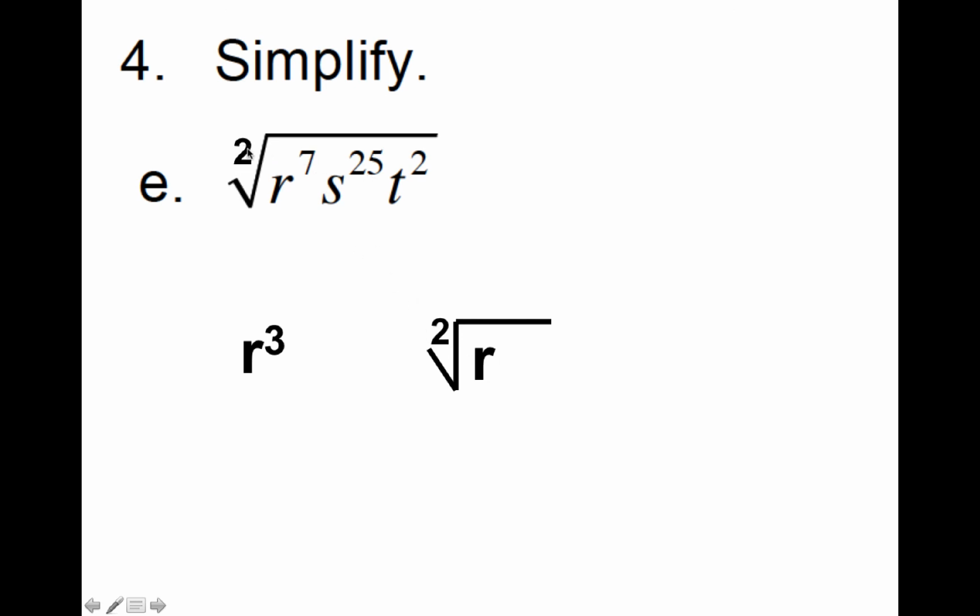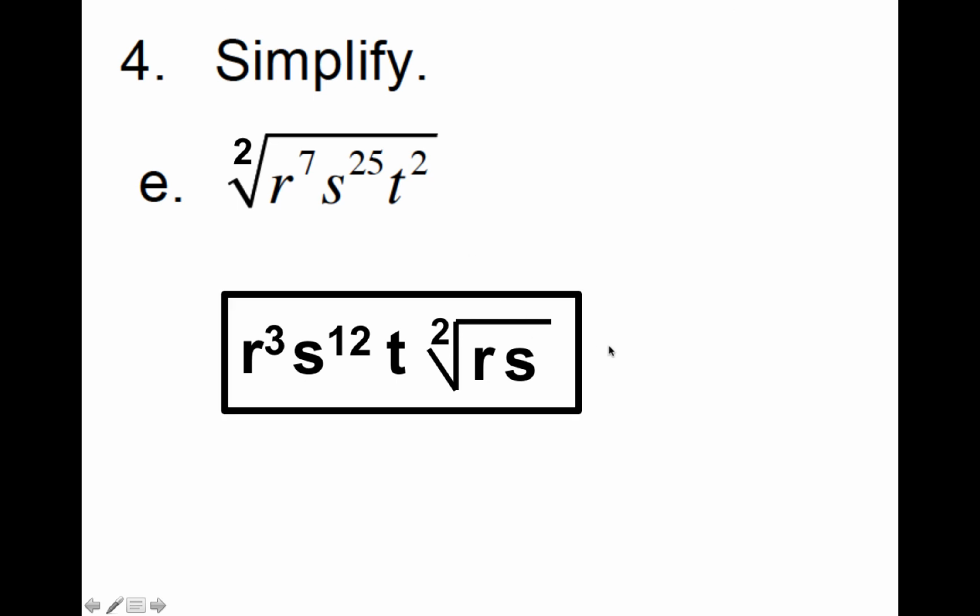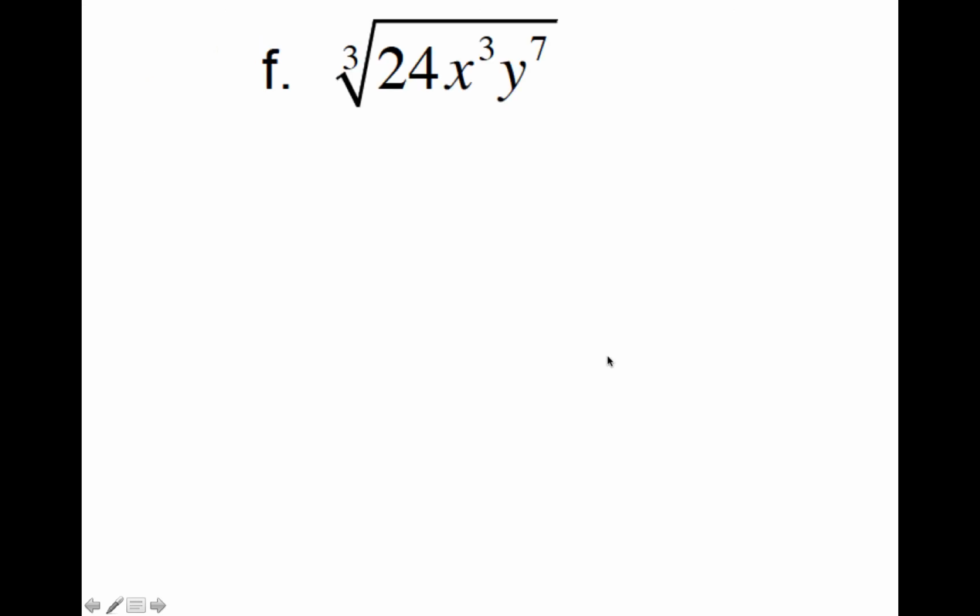How many groups of 2 are in 25? Well, 12 with 1 left over. How many groups of 2 are in T squared? Well, there's only 1 group of 2 in T squared with none left over. So that is your answer. Again, you don't have to have this 2, but I won't mark you wrong if you do have it.